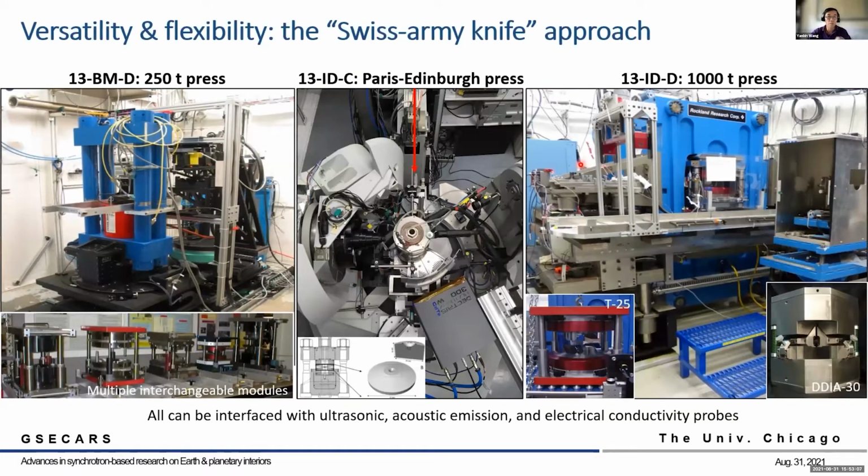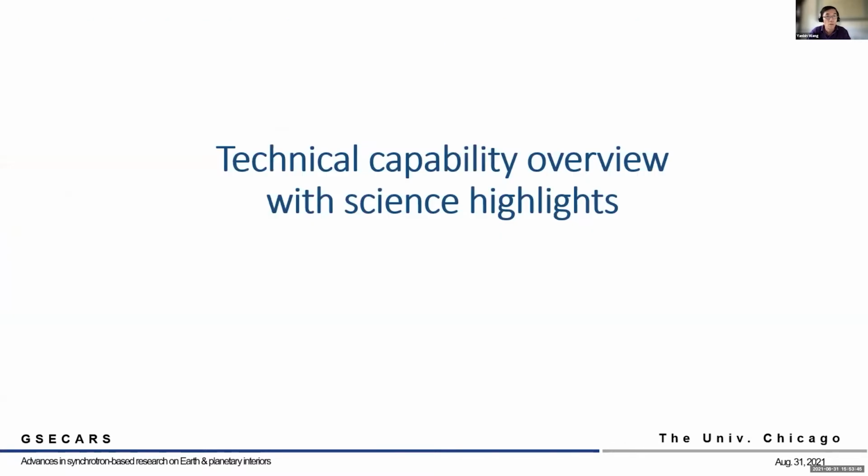To maximize versatility and flexibility, we adopted what I call the Swiss Army knife approach. For each given press, we have multiple high pressure modules that are available, which can be used for different purposes. Each module specializes in a set of specific experiments. We built flexible detector supports behind the presses to accommodate various diffraction conditions. In what follows, I'll give a brief overview of some technical capabilities at GSECARS, and this will be shown along with scientific highlights. Then I will be talking about some future directions.